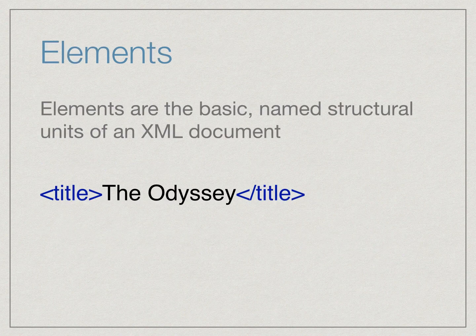Now we get into the nuts and bolts and key terminology of XML. Starting with elements, the basic named structural units of an XML document. On the screen we see an example of an XML element. We see the start tag, title, some element content, the Odyssey, followed by the close tag for title. Notice the close tag has this slash before the element name.